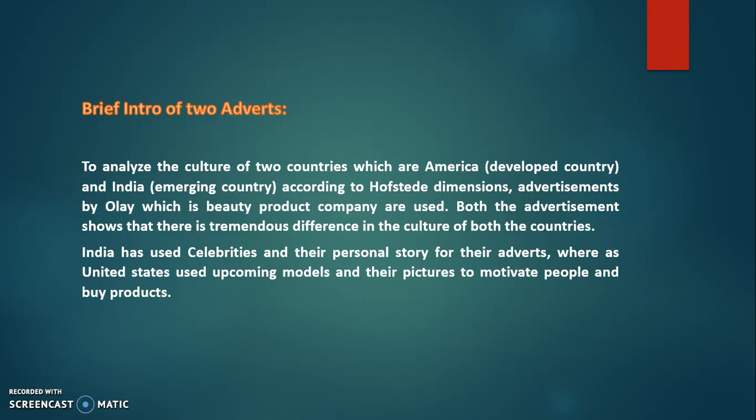Brief intro of two adverts. To analyze the culture of two countries, America and India, according to Hofstede dimensions, advertisements by Olay, a beauty product company, are used.